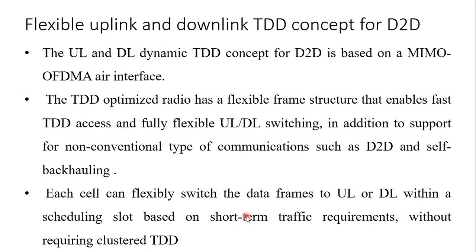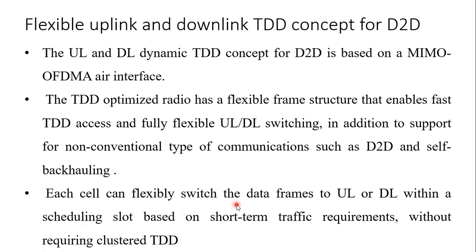This is self-explanatory. That is the flexible uplink and downlink concept. The flexible uplink and downlink concept is nothing but it uses first MIMO OFDMA air interface. First thing. Second thing, the time division duplexing optimized radio has a flexible frame structure. The flexible frame structure actually enables the time division duplexing access to fully flexible uplink and downlink switching. So either the same can be used for uplink as well as for the downlink. So that is what the flexible uplink and downlink concept is.